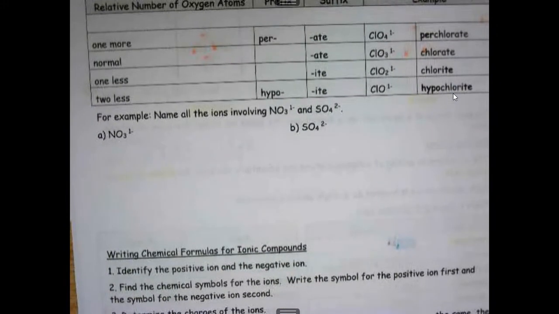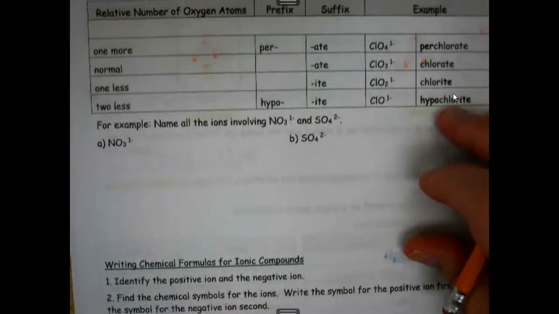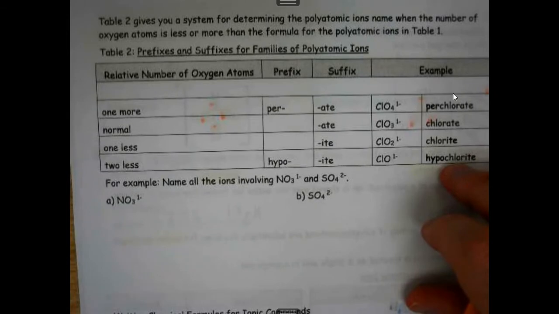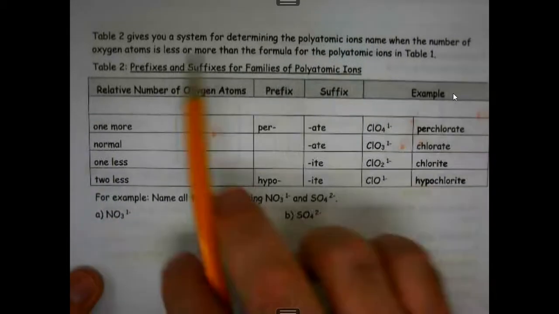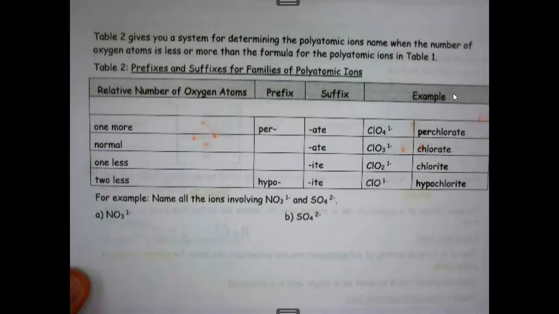Okay, so let's go into how this variation in oxygen can affect how we name some of these ions and think about them and use them and so forth. Table 2 down here gives you the system for determining a polyatomic ion's name and also the formula, if you have the name and so forth.